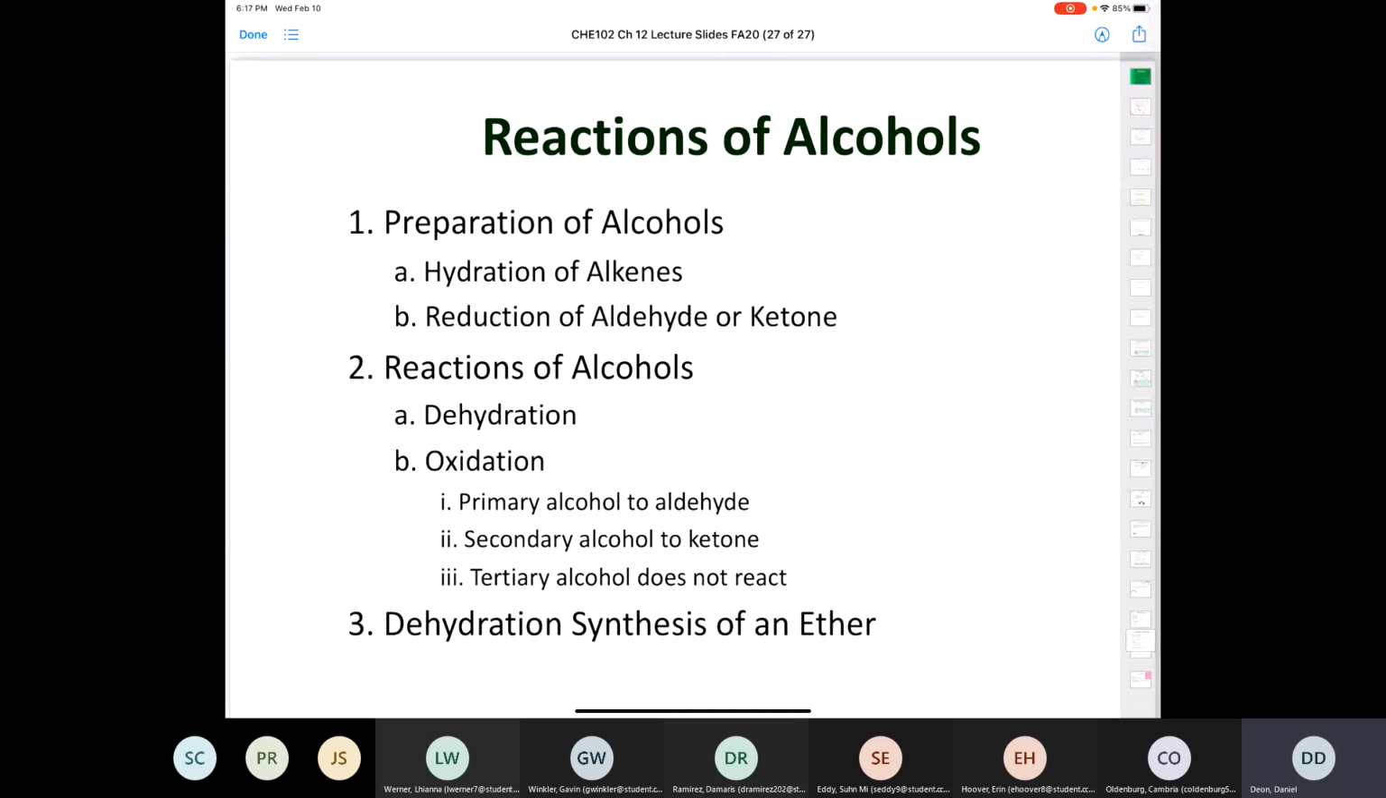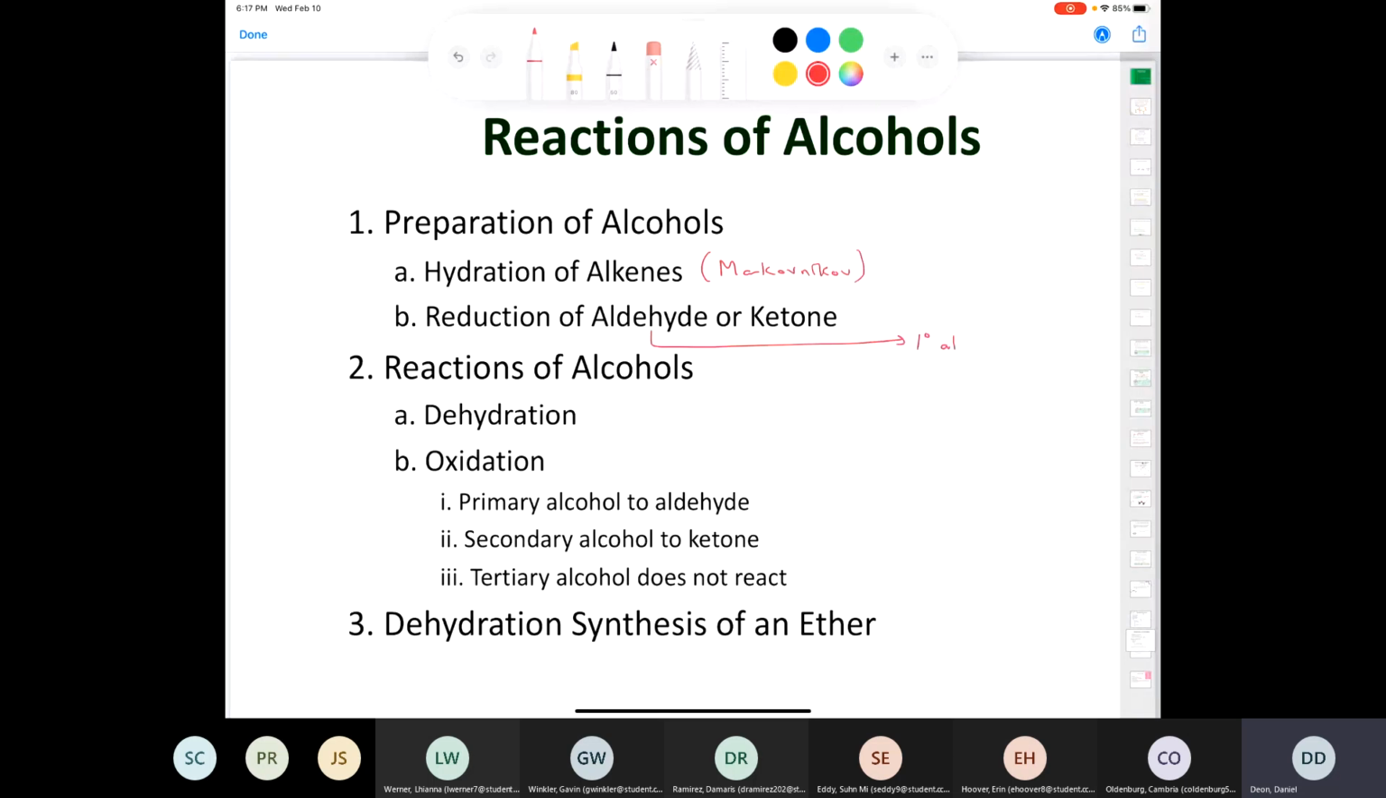Some reactions of alcohols. You need to know about the hydration of alkenes. You need to know about the Markovnikov rule. So Markovnikov, that's not going away. The reduction of an aldehyde or a ketone. We said that an aldehyde gets reduced to produce a primary alcohol. We said that a ketone gets reduced to form a secondary alcohol, and we looked at the conditions for that. Then we talked about the dehydration of alcohol, so that means you need to know Zaitsev's rule.